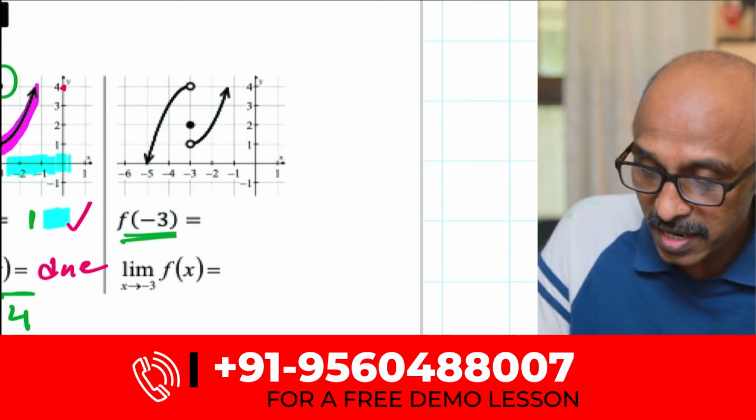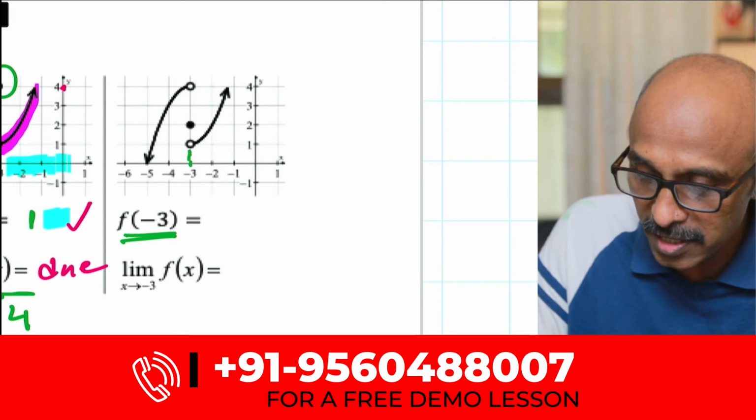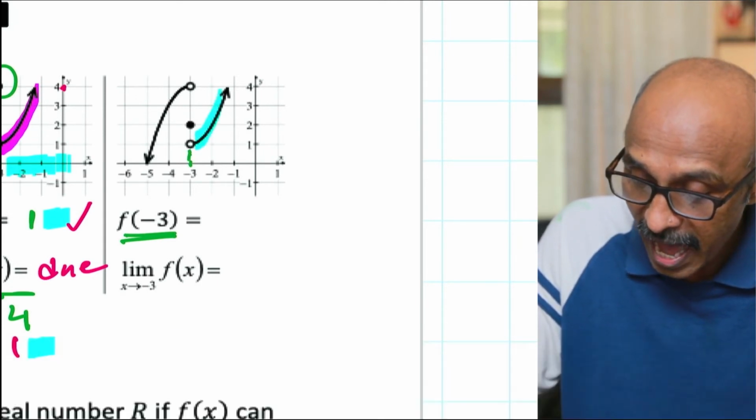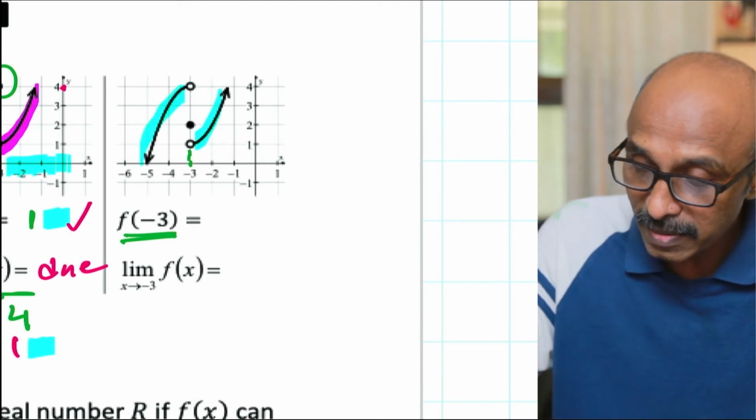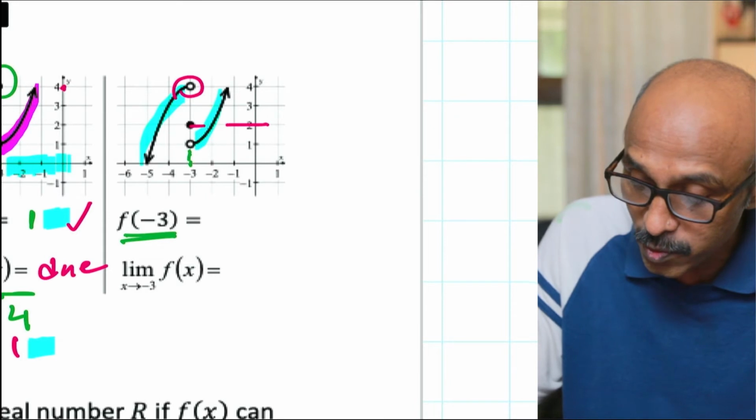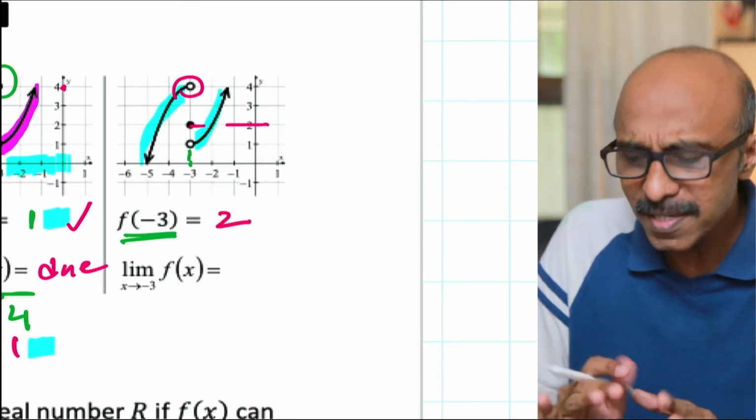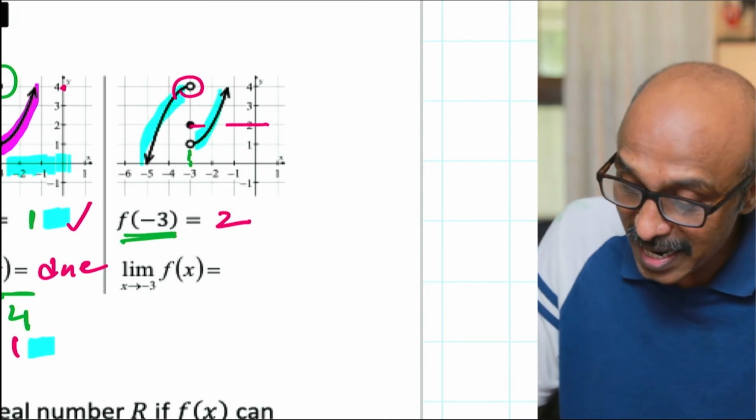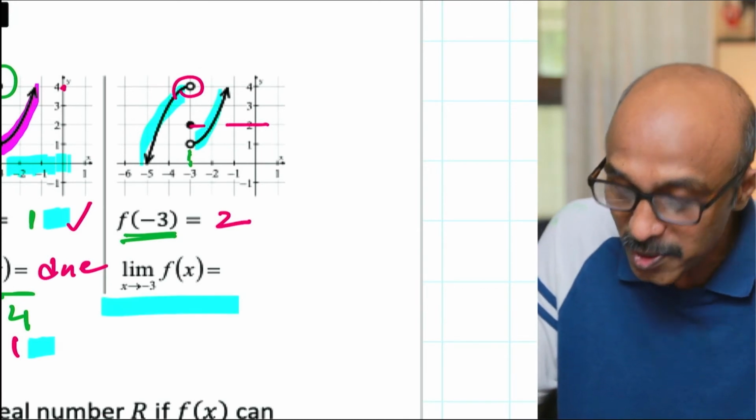F at -3. At x equals -3, both from the right-hand side and from the left-hand side, both those pieces seem to have holes there, but the function is defined to be 2. So the value of the function exists, but it's equal to 2. It's neither from those two pieces. Now let's look at the limit of the function as x approaches -3.